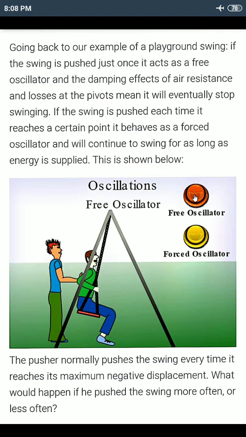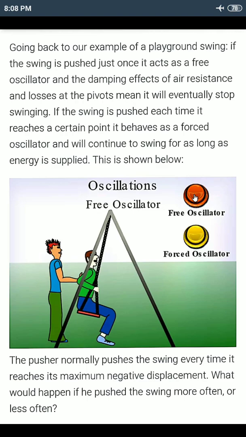So here, taking a swing: if the swing is pushed just once, it acts as a free oscillator. He pushes once, and after that he does not apply the force. So the person seated there acts as a free oscillator, and because of the damping effect and the air resistance, it will come to rest.